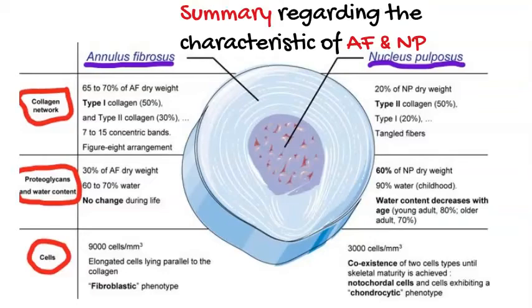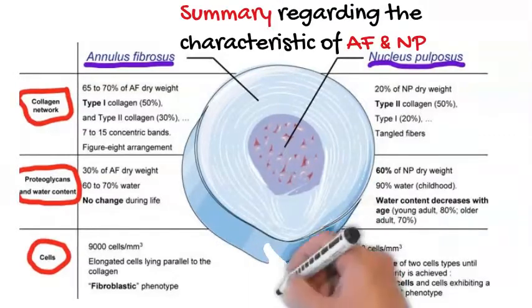Regarding the cell content, the annulus fibrosus has around 9,000 cells per square millimeter, with elongated cells lying parallel to the collagen, and it has a fibroblastic phenotype. The nucleus pulposus has around 30,000 cells per square millimeter. There is coexistence of two types of cells until skeletal maturity is achieved: the notochordal cells and cells showing a chondrocytic phenotype.